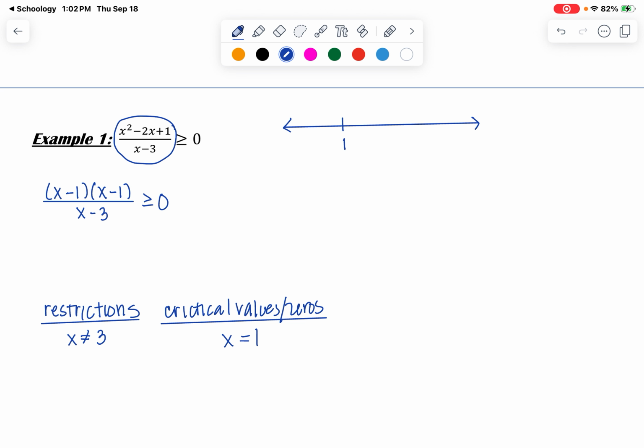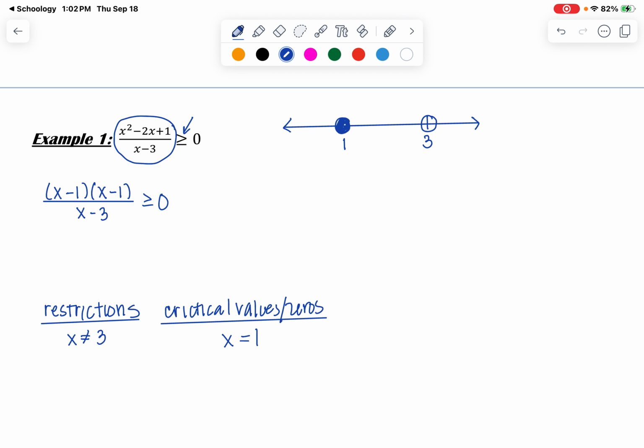1 comes first, then 3. Okay, now restrictions, x cannot be equal to 3. It is not included. Now the 0, we have to decide if we're including zeros. So if you look, it says include values greater than or equal to 0. So we are including 1, okay?